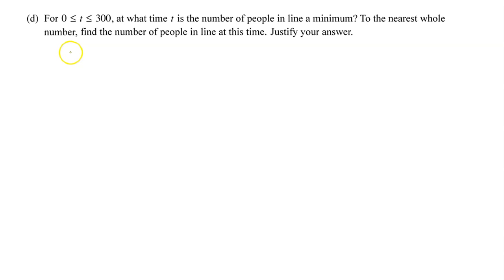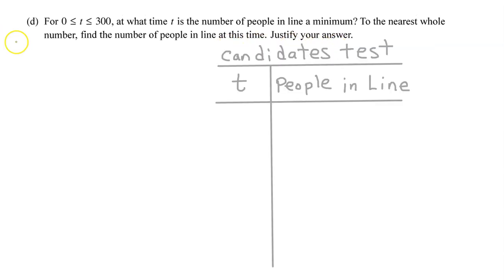Part D. For the closed interval from 0 to 300, at what time t is the number of people in line a minimum? To the nearest whole number, find the number of people in line at this time. Justify your answer. In other words, they are asking us to find the absolute minimum on this closed interval, so we're going to need a candidates test.